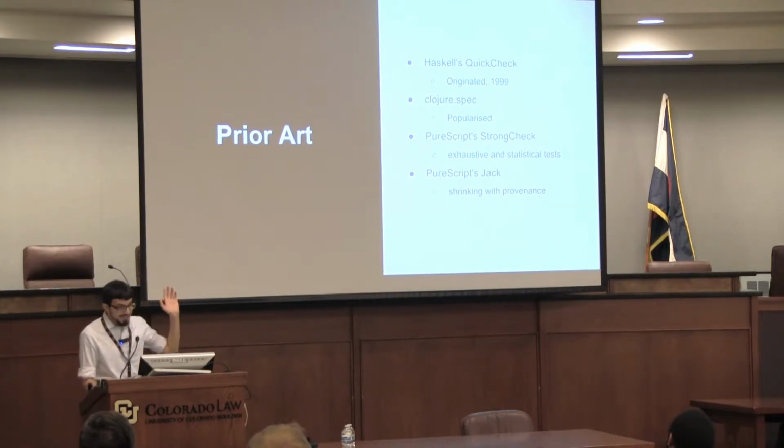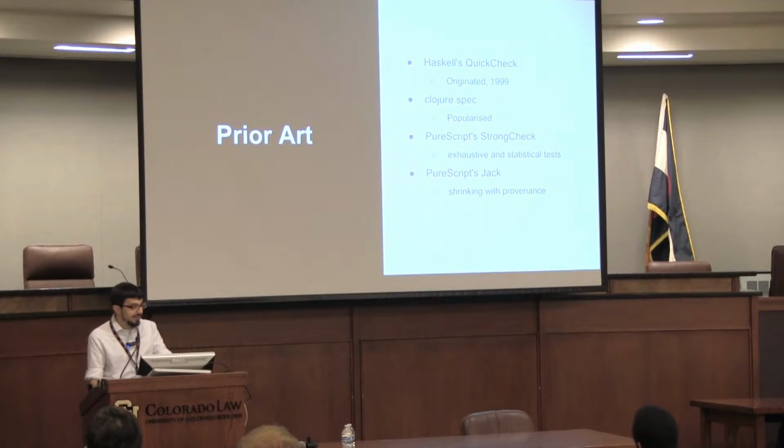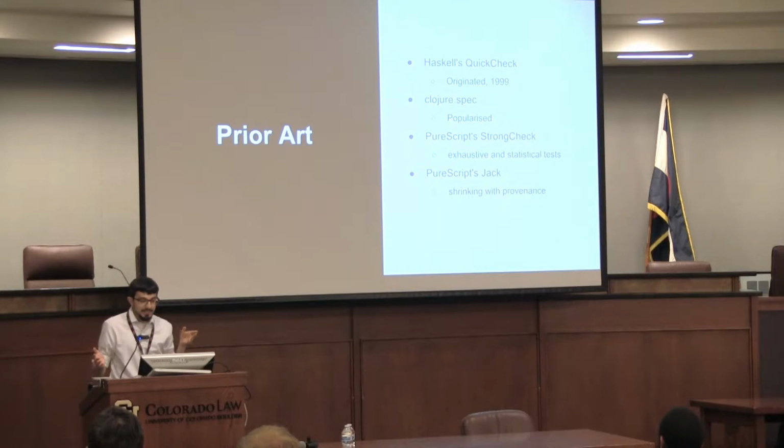As far as I'm aware, Haskell's QuickCheck was the first widely adopted property testing library for a general purpose programming language. Clojure Spec had a big hand in popularizing property testing, and now property testing libraries exist for most popular programming languages. Modern libraries, like PureScript StrongCheck, have added more advanced testing features, such as exhaustive and statistical tests. And state-of-the-art libraries like PureScript Jack are rethinking the way they generate their inputs so that they can provide the best possible counterexamples.